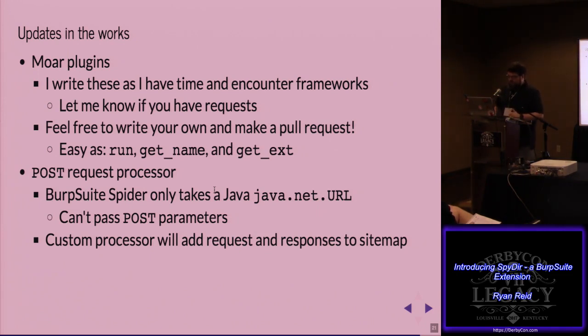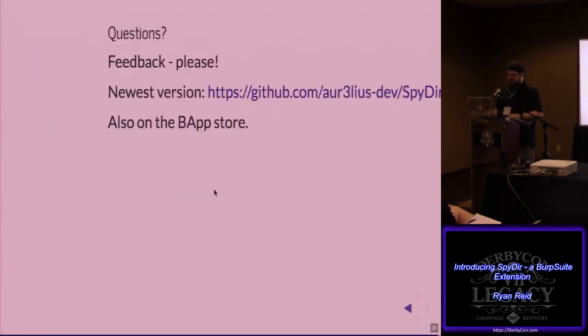The last thing that I want to work on is a POST request processor. The BurpSuite takes a java.net URL, which is only a URL. You can't do posts there, right? So any post parameters are lost. I'd like to write my own processor that can actually send those post parameters and then add the request and response to the sitemap. That way we're not just dealing with get parameters, because more often than not the posts are the fun stuff, right? So that's what I'm working on now. Hopefully I'll have that out in the near future.